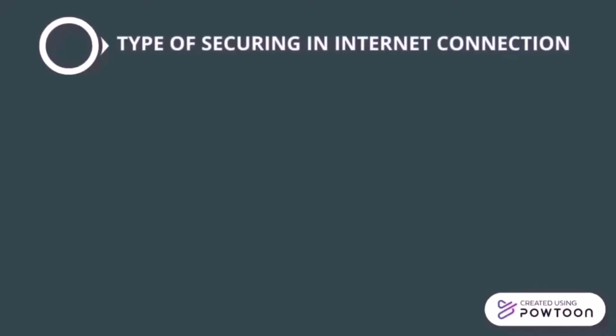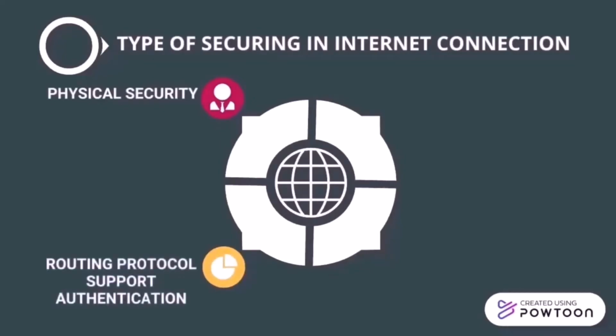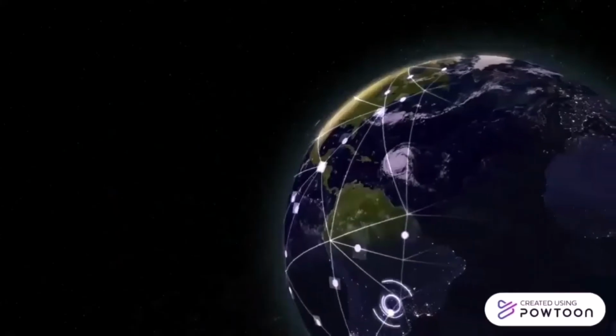In this slide, we will discuss securing an internet connection. Here, we have the types of securing an internet connection. The first one is physical security, and the second one is routing protocol support authentication. An internet connection should be secured with a set of overlapping security mechanisms, including these two types, and the third one is audit log, authentication and authorization, and the firewall's packet filter.